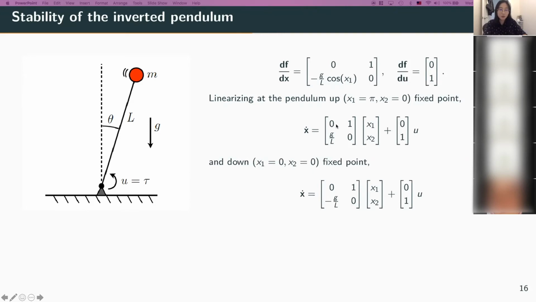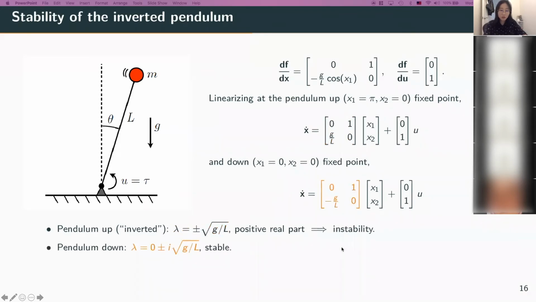We can do the similar thing for the pendulum down position, x1 and x2 both equal to 0, and we get this. The eigenvalue of the A matrix at the inverted position is plus or minus square root of g over L. Obviously one of them has a positive real part, and this means it's an unstable position. It also matches our intuition about an inverted pendulum.